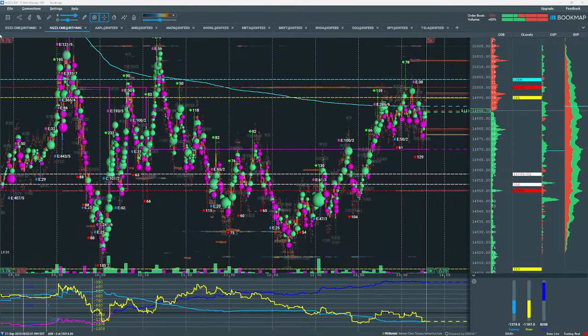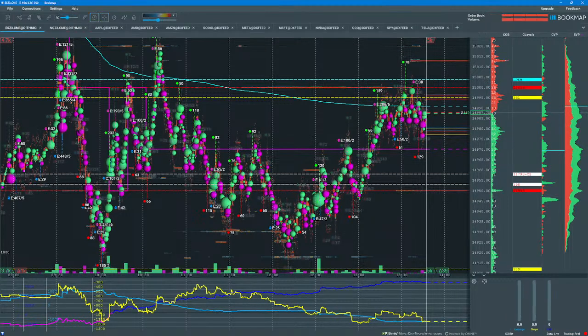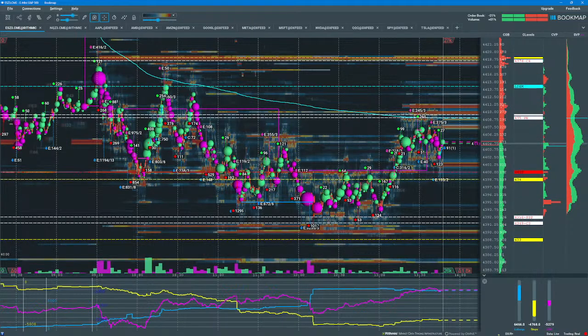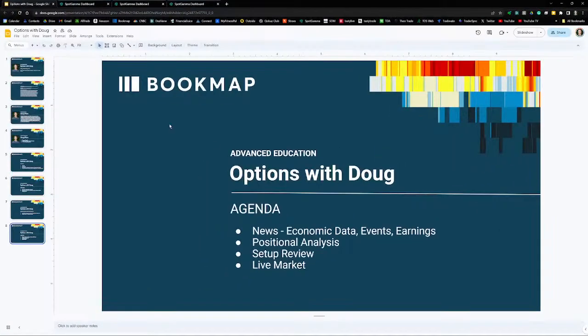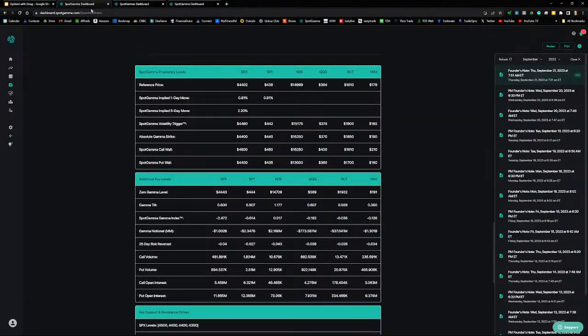All right, let's take a look now at gamma notional. This is market maker's position on the gamma curve at the beginning of the day. Quite negative. This is for SPX, SPY, NDX, and QQQ. All these numbers for SPX, SPY, and QQQ are quite negative.